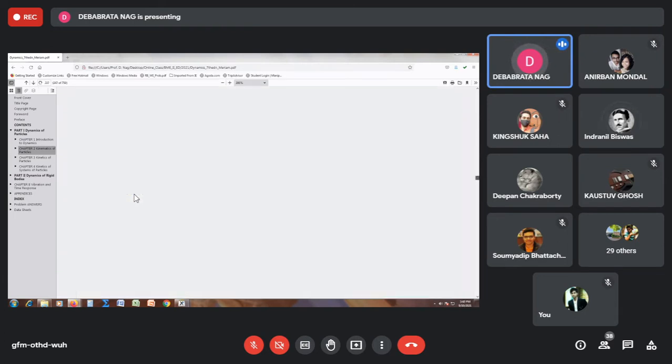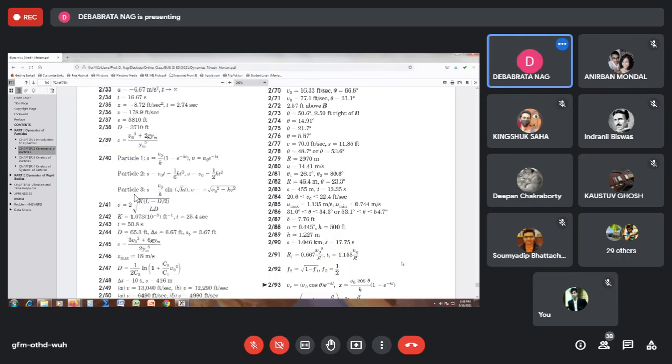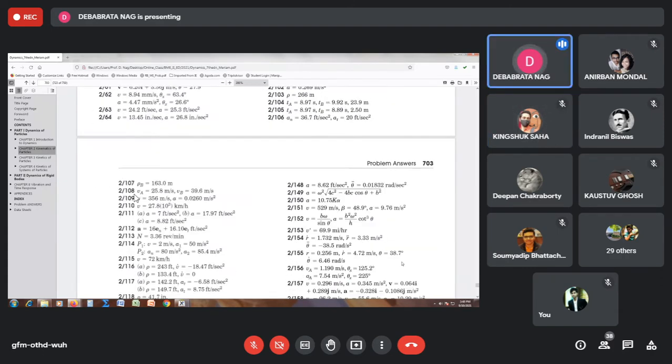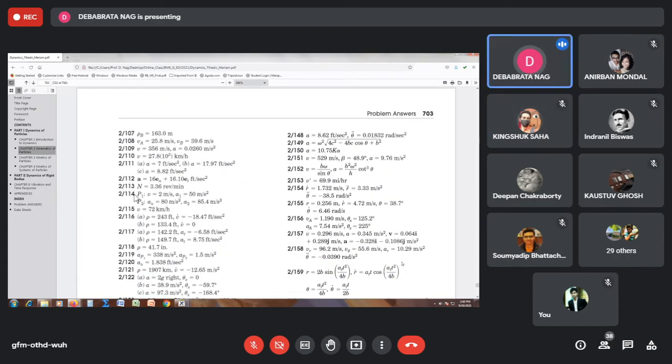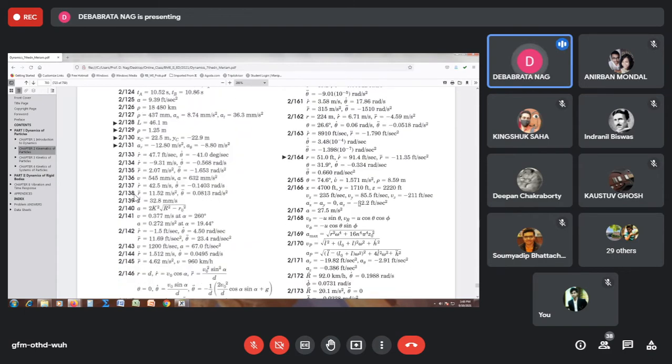I will check the answer once. What was our problem number? 2/142. Okay, so 2/142. You see here the value of r dot is given to be minus 1.5 feet per second square.